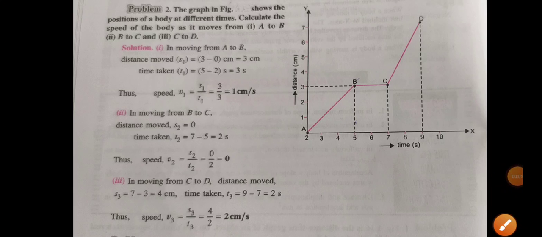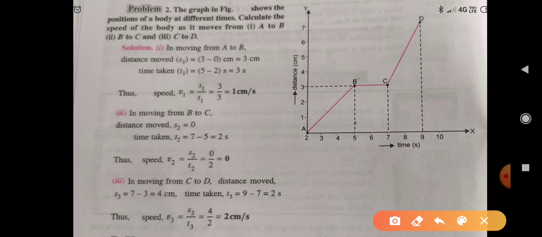Now we are going to discuss the numericals based on graphs. In this type of numerical, firstly we will take the example of a distance-time graph, where time will be on the x-axis and distance on the y-axis. The graph is already included in the question.